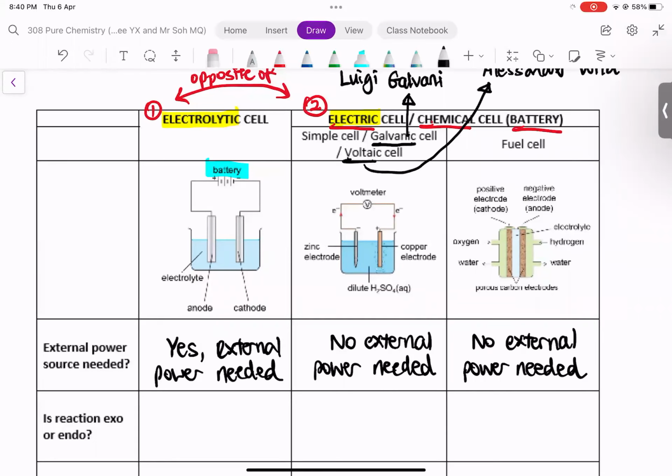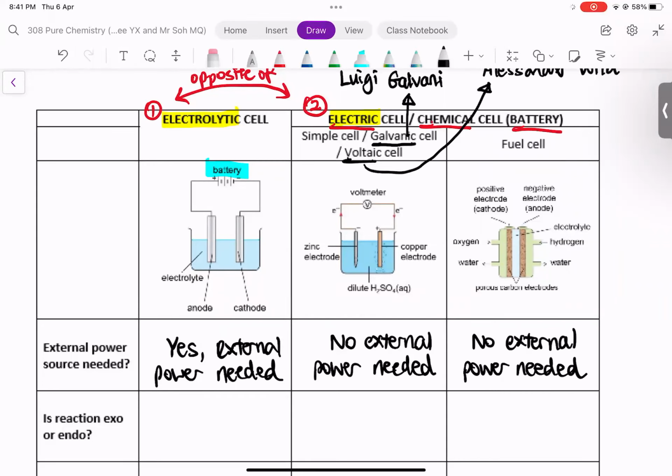So if we follow this point, electrolysis requires energy, power to be taken in from an external source. Electric cells do not need this external power source. So what do you think is the energy change? Is it exothermic or is it endothermic?